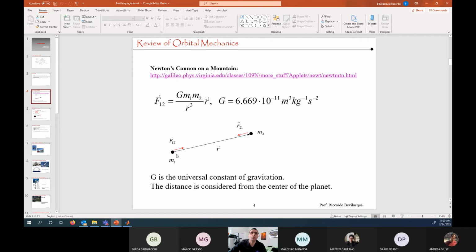And the model for F12, so the force acting on particle 1 due to the attraction from 2, is a force that points positive with R because of the way it's defined, and it's given by the product of the two masses divided by the cube of the norm of the distance, in the direction of R, as we said. So it's actually divided by the square, if you like, because there is an R and an R cube down here. And then G is the universal constant of gravitation. And this is true for planets as well.